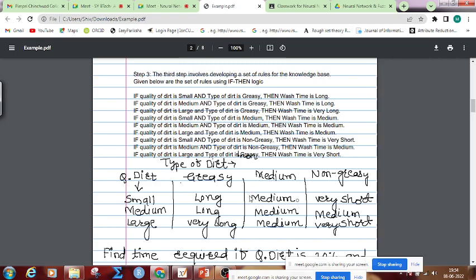What will be the changes in the problem? Instead of these inputs, maybe some other inputs and other outputs will be there, but the methodology will be exactly the same.